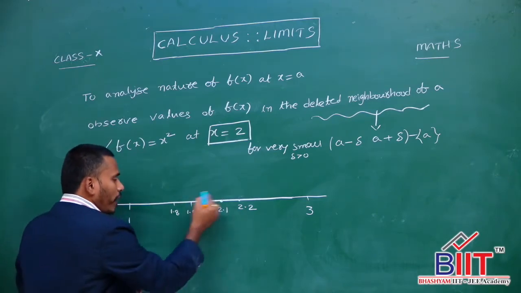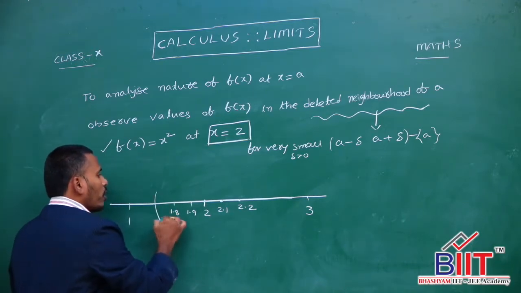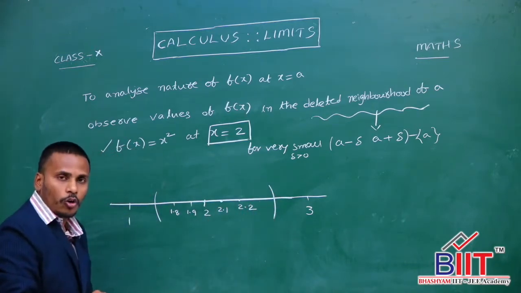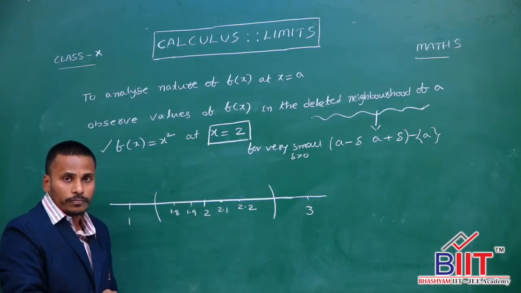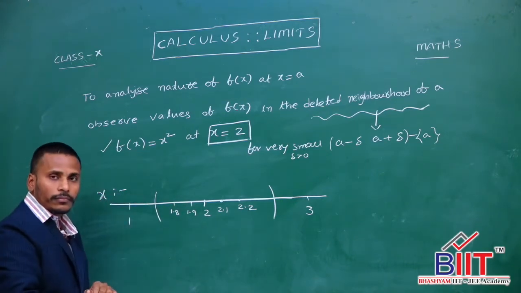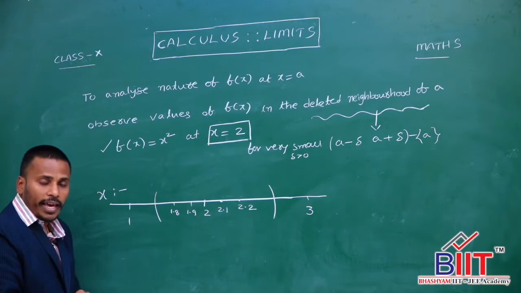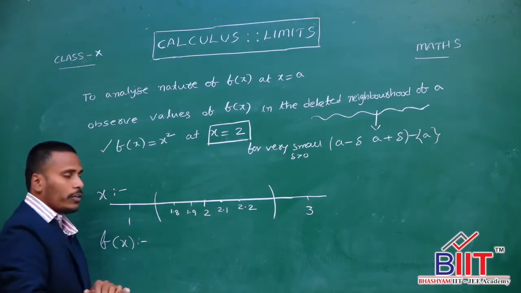Suppose on the number line I am locating 2 here. You concentrate on a small region, the small surroundings of 2, from both left and right sides of 2. So, these are the values of x. Now, for all these values of x, you need to calculate the functional values, the f of x values.